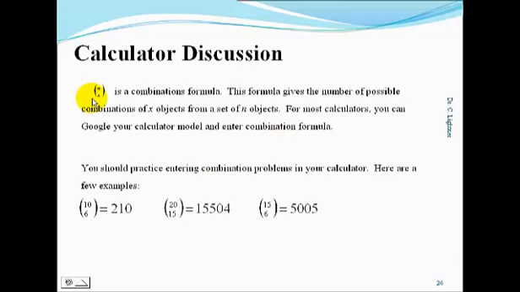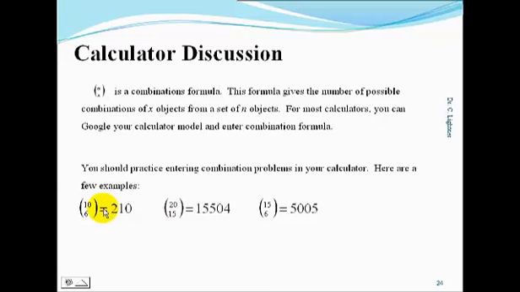N choose X is a combinations formula. This formula tells us, if you have n items, the number of subgroups of size X that can be formed. For most calculators, you can Google your calculator model and ask for the combinations formula. The instructions on the site should give you how to accurately compute the combinations formula. You should practice entering the combination problems in your calculator to ensure that you have the correct sequence of keys to yield the proper results.